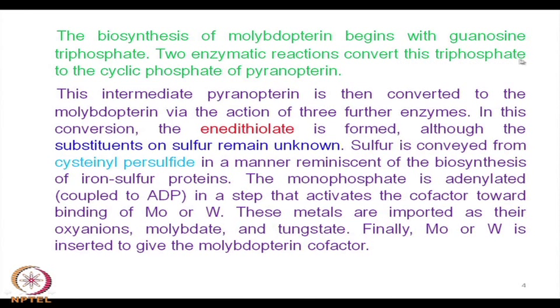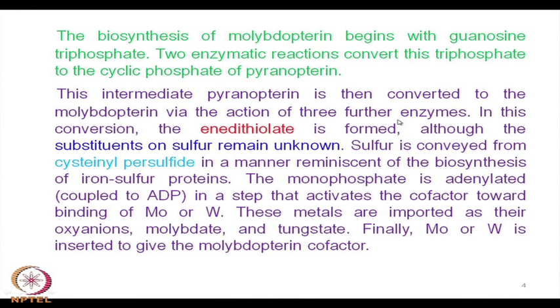Two enzymatic reactions basically convert this triphosphate to the cyclic phosphate of pyranopterin. Guanosine is your source for the nitrogen-bearing part of the molecule. Initially you have guanosine triphosphate, and that gives you the corresponding cyclic phosphate of pyranopterin. If that cyclic phosphate part is lost, you end up with the pyranopterin part. This intermediate, pyranopterin, is converted to molybdopterin by the action of three further enzymes.